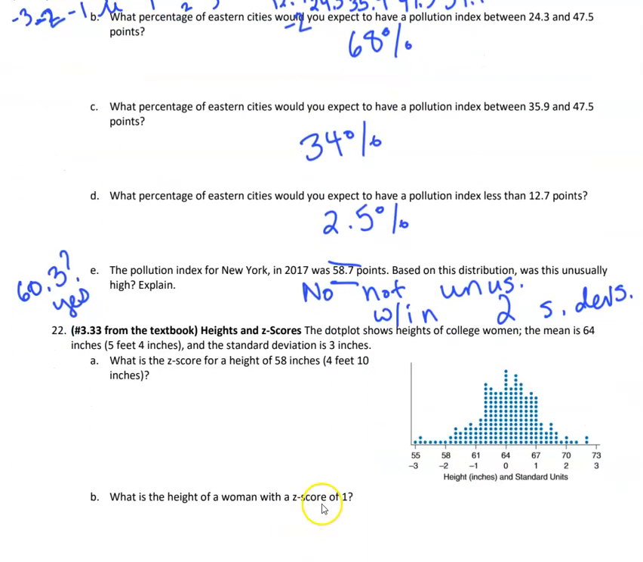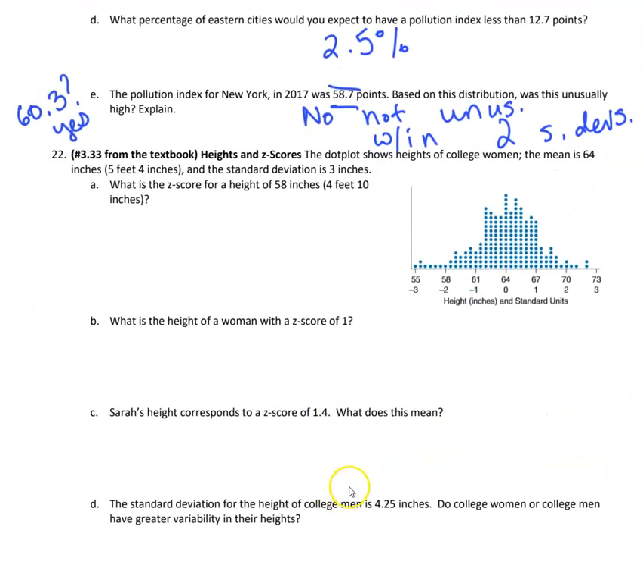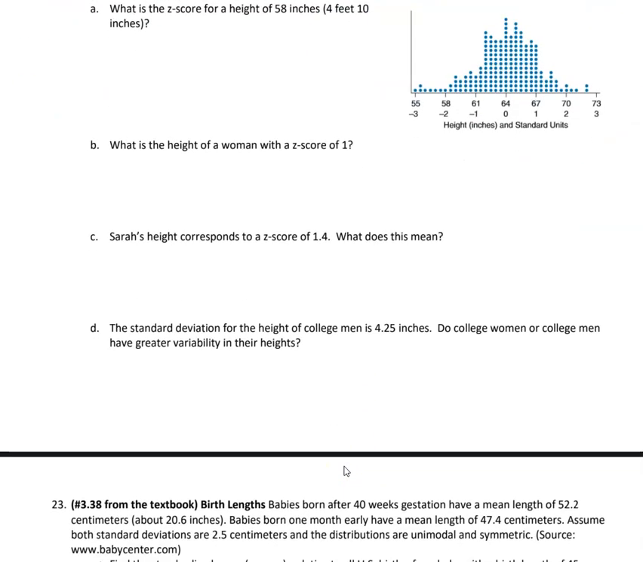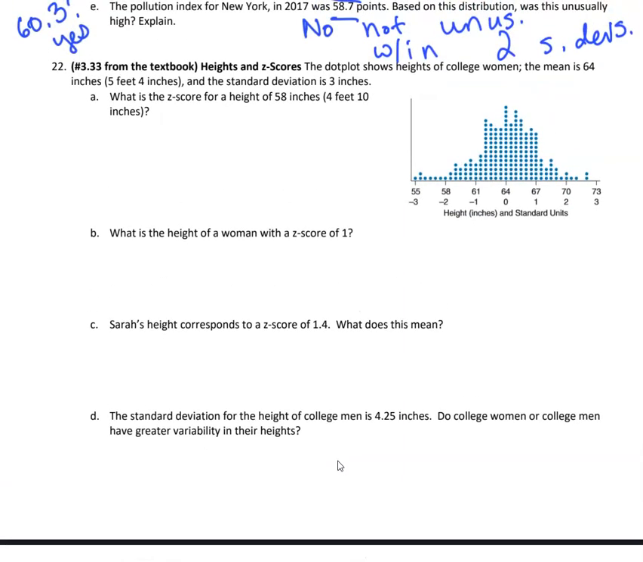Okay, and then the next thing I want you to be comfortable with is calculating z-scores. Z-scores give us a way to calculate how many standard deviations a particular value is above or below a mean. Make sure you know the formula for z-scores. The formula, and this is something else I'd put on my index card, is x minus mu divided by sigma, okay? So it says the dot plot shows the heights of college women where the mean is 64 and the standard deviation is 3. What is the z-score for somebody who is 58?